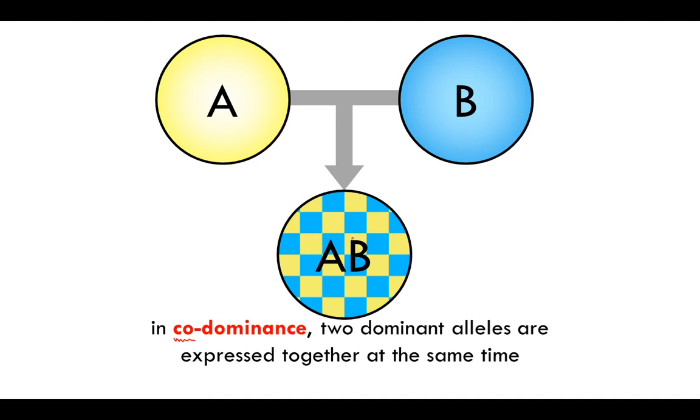Notice that the yellowness is the same as the yellow parent, and the blueness is the same as the blue parent. It's not a blend, like we would see in incomplete dominance. It's the fact that both are shown together at the same time.